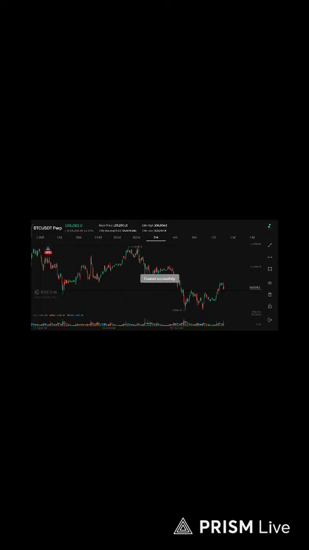Lower high. Right, in a downtrend it is called lower high, lower low, and in an uptrend it is called higher high, higher low. Okay, it is called higher high, higher low.